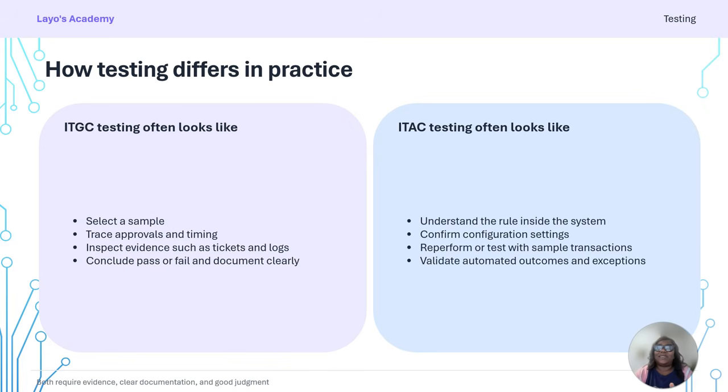However, ITAC testing looks like understanding. You need to understand the rule inside the system. You need to confirm the configuration settings. Then you should be able to reperform or test with sample transactions. Can you try a transaction, a duplicate transaction? Let me see, maybe it will go through or not, as you're testing. And then you're validating that the automated outcomes and exceptions are correct and accurate.